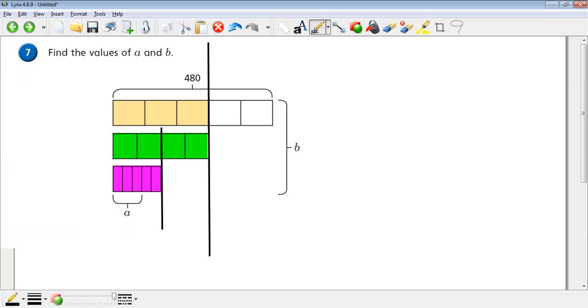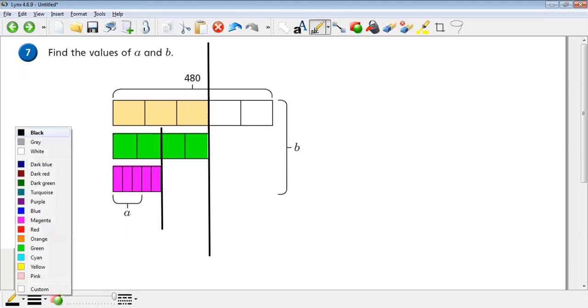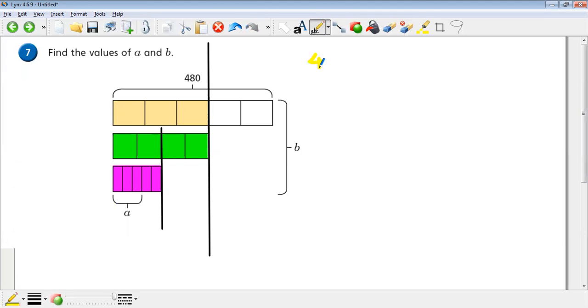So to find the yellow, we've got 480 divided by 5. When I put that together, that would be 96. So each of these here are worth 96. Like so, so I need 3 of those. 3 9s are 27, other one's 28. So 288. Now that means that all of that green part there is worth 288.